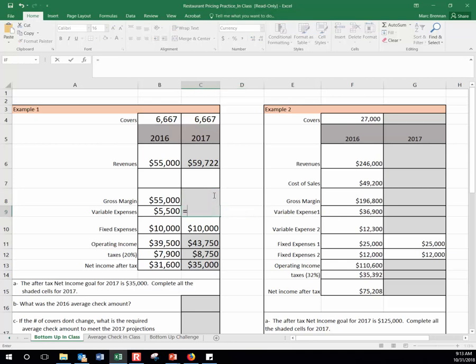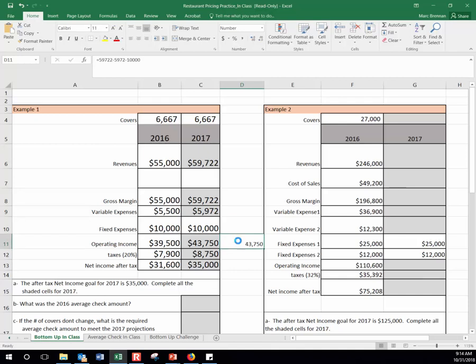And then again, we just want to redo the math. So we said 10% of our required revenues are going to be variable expenses. So let's take our required revenues times our 10%. That's all we're doing. Now, if everything has been done properly, we should be able to go to our gross margin minus our variable expenses minus our fixed expenses should give us our operating income. So $59,722 minus $5,972, minus 10,000. And with any luck, yeah, we should have the exact same number.